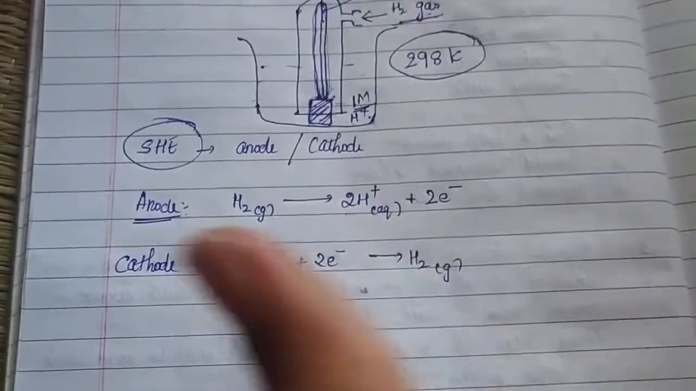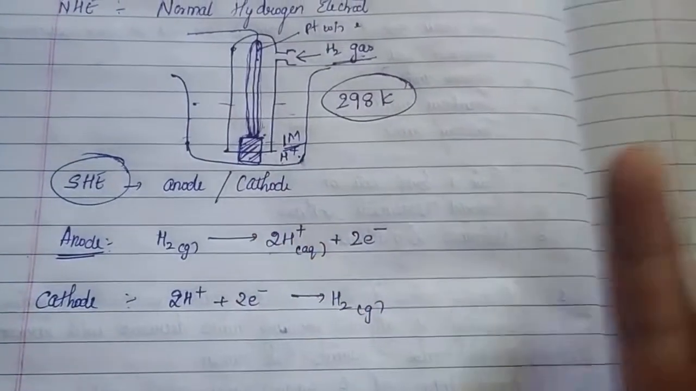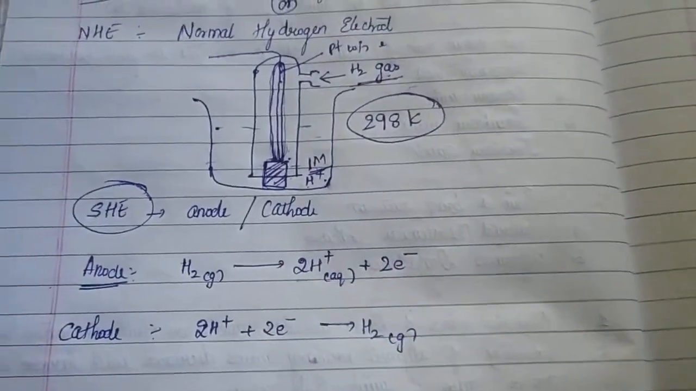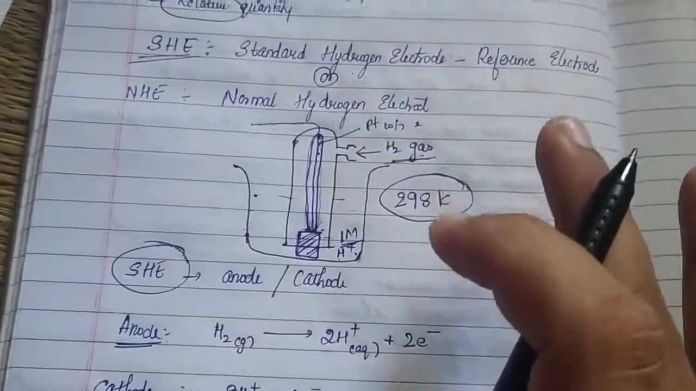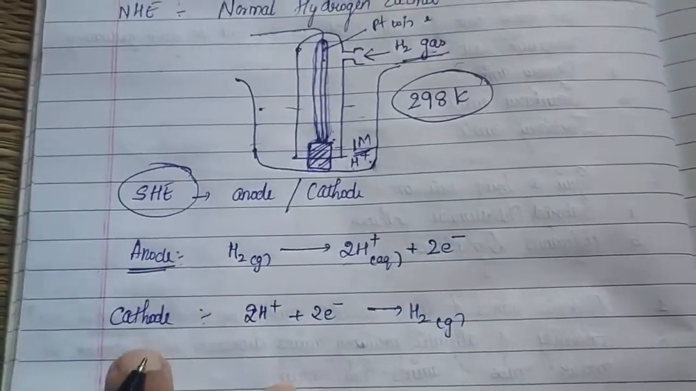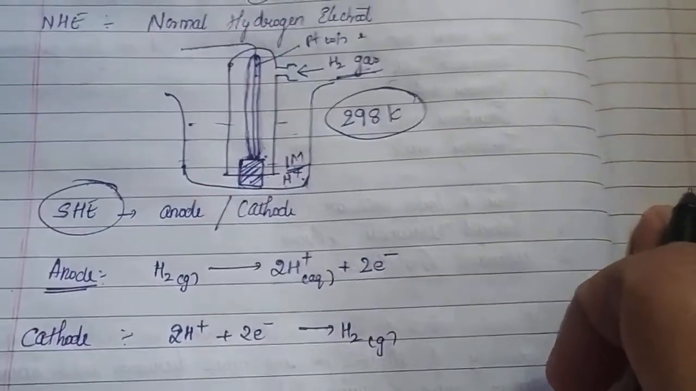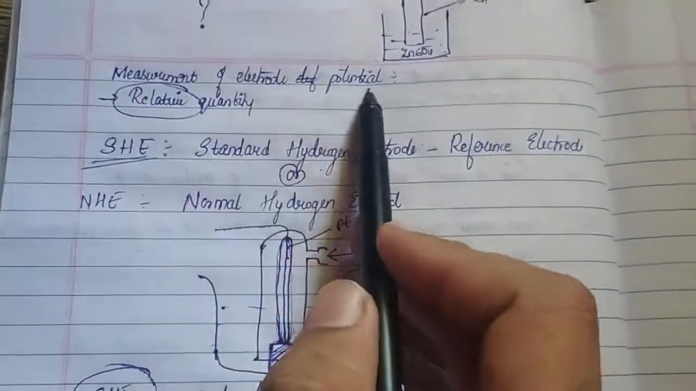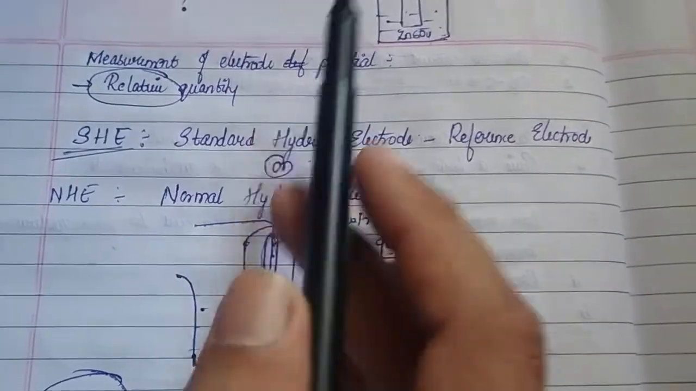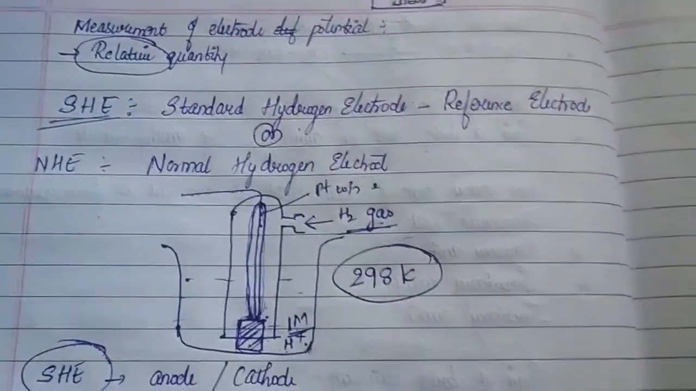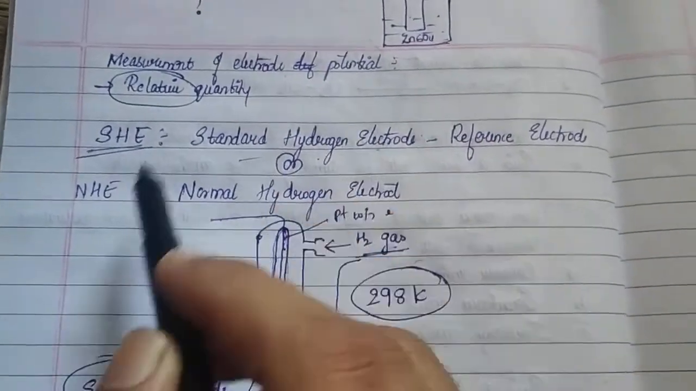Yes or no? That is the reason this is called a reference electrode. It becomes clear to you when you are measuring the electrode potential. Just remember how your SHE looks, what parts you have to know in the SHE, and what the anode and cathode reactions are. Are you getting my point? Why are we using this SHE? As I have said, the electrode potential is a relative quantity. So if you want to measure the electrode potential of an electrode, you have to measure it relative to something. That reference electrode we are using is the standard hydrogen electrode.